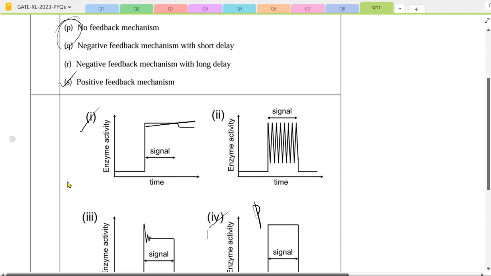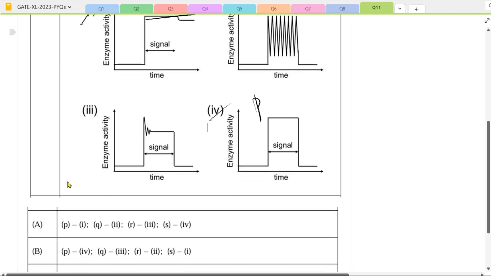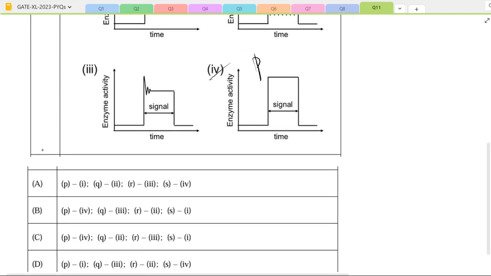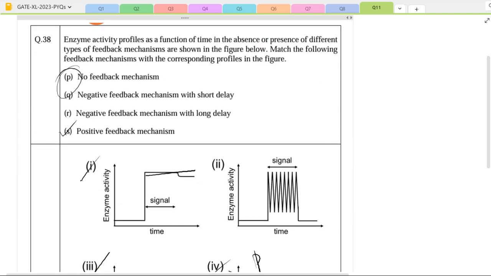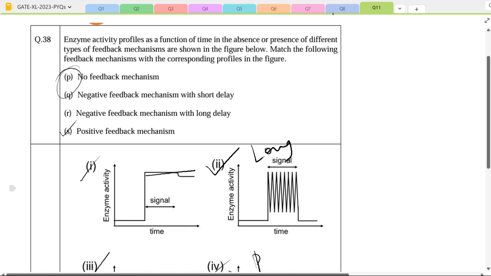However, you should choose between which one has a long delay and which one has a short delay. So the 1, 3 here is basically the one with short delay, and the one here, 2, is basically the one with the long delay. So this one is the long delay, this one is the short delay.